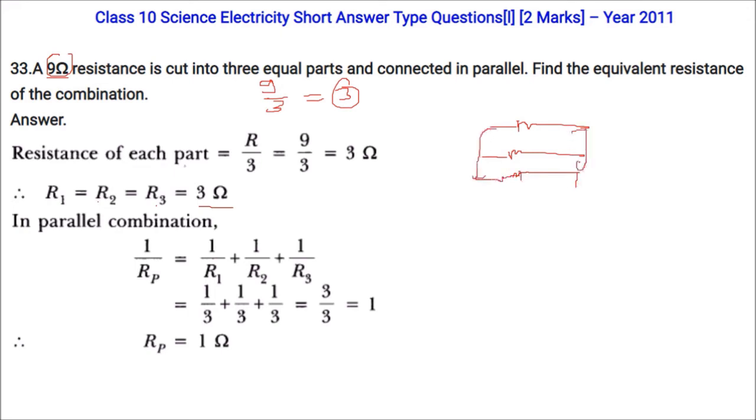They are in parallel. So this is 3, this is 3, this is 3. So 1 by R1 plus 1 by R2 plus 1 by R3, where R1, R2, R3 are equal. So 1 by 3 plus 1 by 3 plus 1 by 3 becomes 3 by 3, which is equal to 1. So the resistance in parallel becomes 1 ohm.